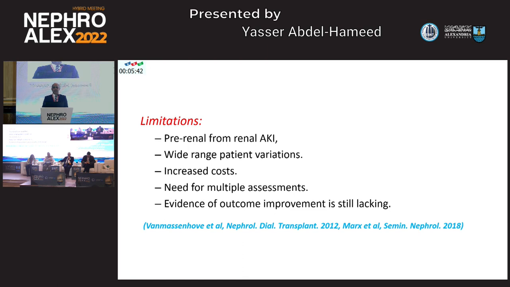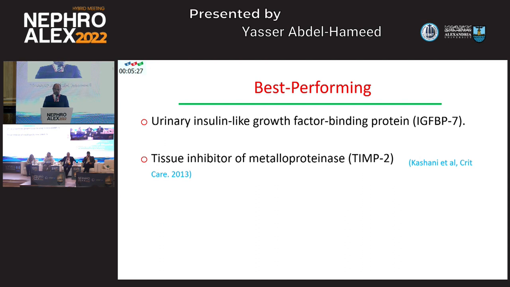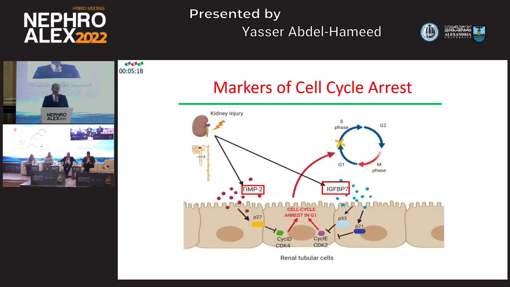And this is the important point. What will we do without the outcome? Without outcome, the matter will be completely theoretically based. The whole story is that we want to do early detection for acute kidney injury, and this will be translated into a better outcome. The best performing, as Professor Ayab mentioned, are IGF binding protein 7 and TIMP because they are markers of cell cycle arrest.